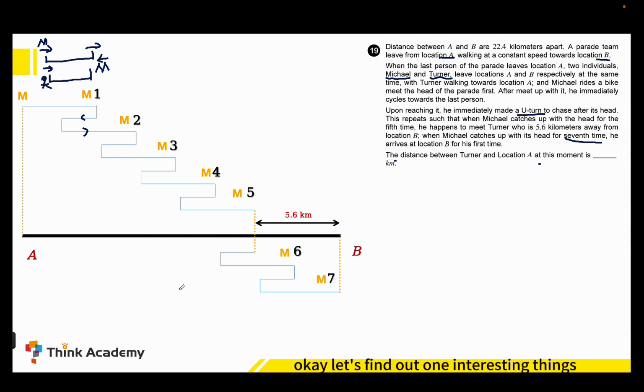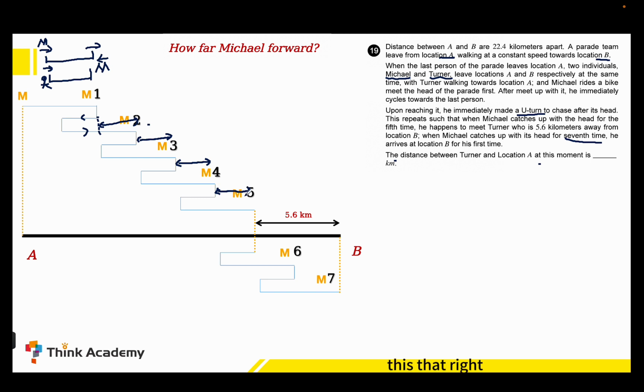Okay, let's find out one interesting thing: how far Michael goes forward. Forward means we don't need to consider him coming back, only these forward steps. Actually, we don't know the length of the team at first. But every time, the forward distance, this triangle, triangle, triangle, triangle, is the same. So let's look at that.